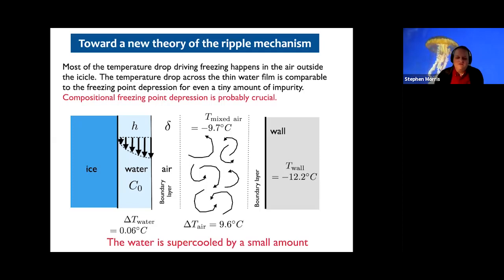Now, if I add a tiny amount of impurity to the water, the freezing point is depressed, because the freezing point of dirty water is lower than the freezing point of clean water. And it turns out, if you look at the slope of the cooling line, that level of freezing point depression is also in the tens of millikelvins. So this is a clue that the reason it's so sensitive to the tiny amount of impurity has to do with the fact that the cooling that's actually driving it is this very small supercooling, and that's easily achieved also by tiny amounts of impurities. So compositional freezing point depression is probably crucial to the theory.